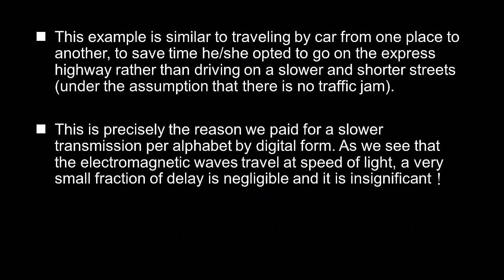This example is similar to traveling by car from one place to another. To save time, he or she opted to go on the express highway rather than driving on a slower and shorter street under the assumption that there is no traffic jam. This is precisely the reason we pay for a slower transmission per alphabet letter by digital form. As we see, the electromagnetic wave travels at the speed of light, so a very small fraction of delay is negligible and insignificant.